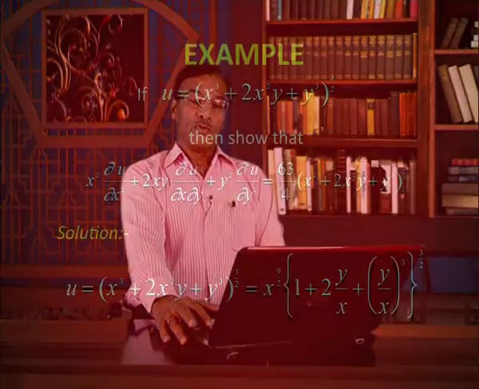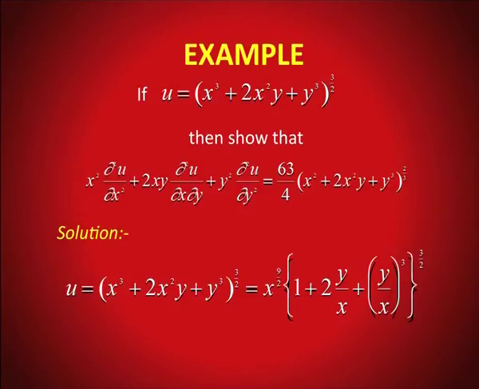Now, I will explain another example which represents an important deduction of Euler's theorem. It is the example u = (x³ + 2x²y + y³)^(3/2). Then show that x² ∂²u/∂x² + 2xy ∂²u/∂x∂y + y² ∂²u/∂y² = (63/4) (x³ + 2x²y + y³)^(3/2).